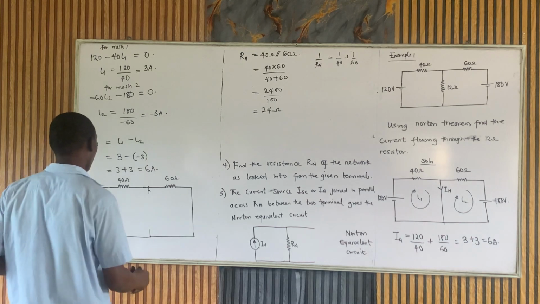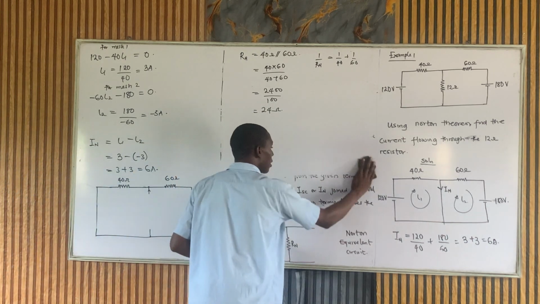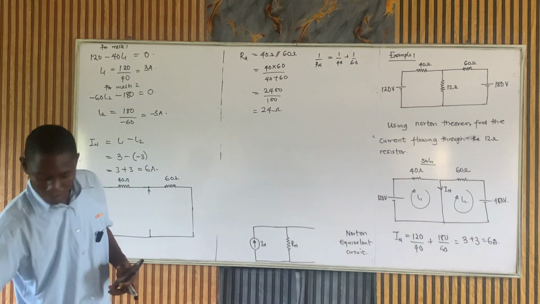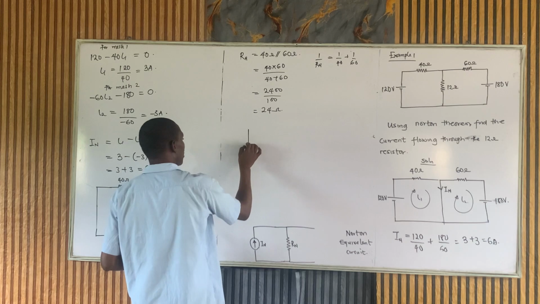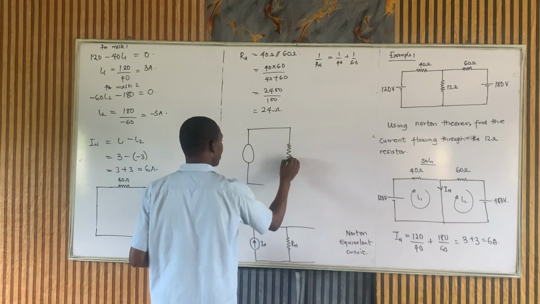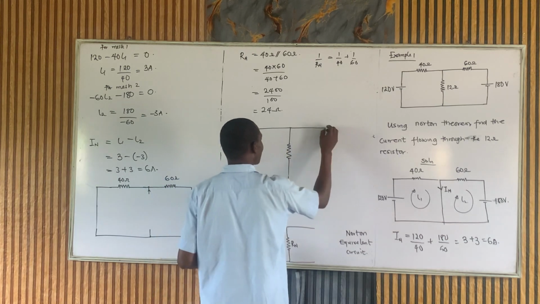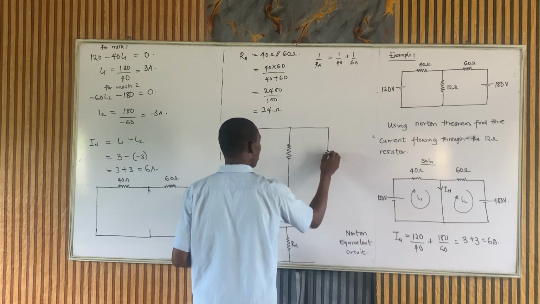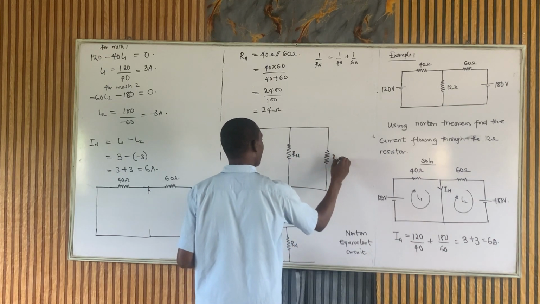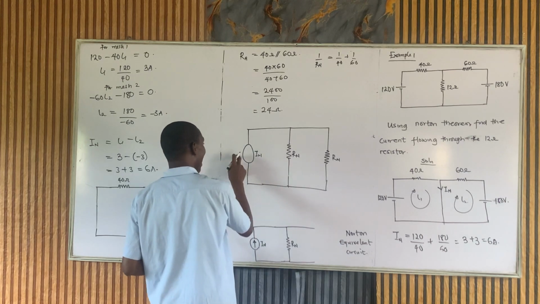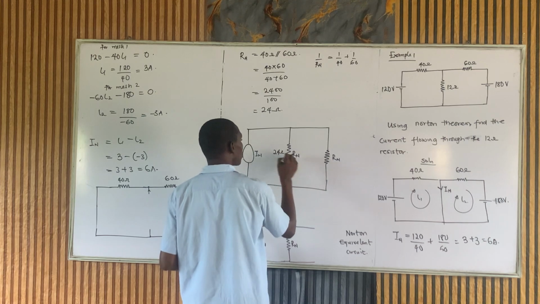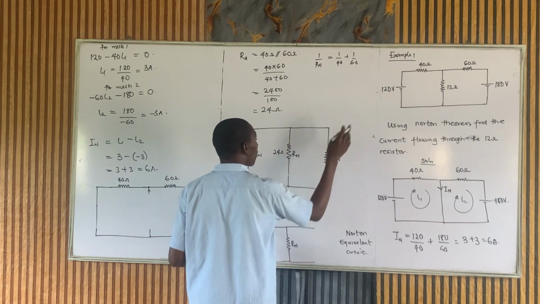The next thing to do here is to simply put our Norton equivalent circuit now. And that will be the constant current source, which is the Norton current, in parallel with the Norton resistance. And then lastly, the load resistance. Our In is 6 ampere, Rn is 24 ohms, and RL, the one we removed, is 12 ohms.